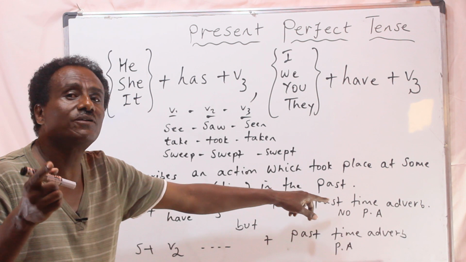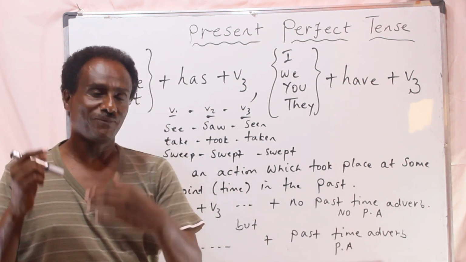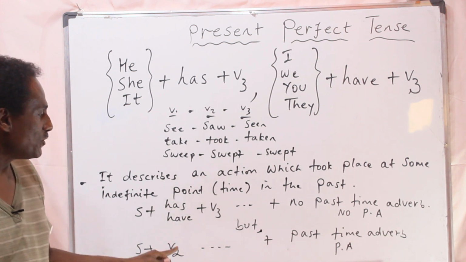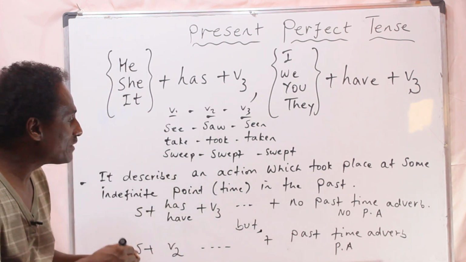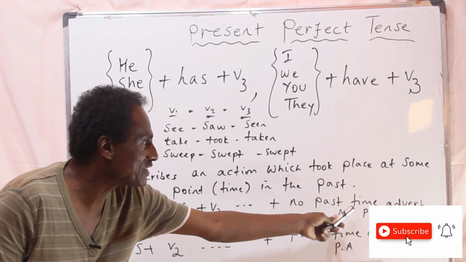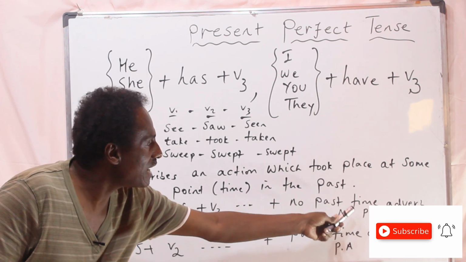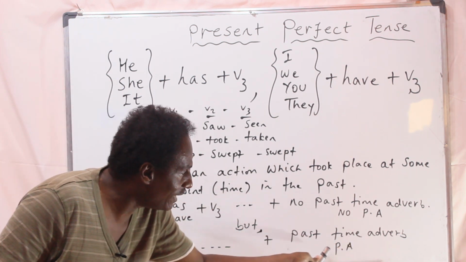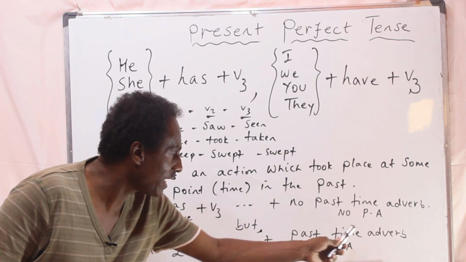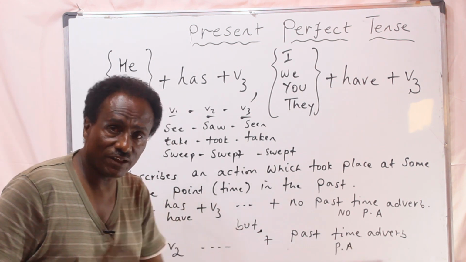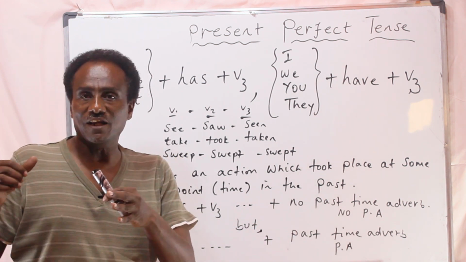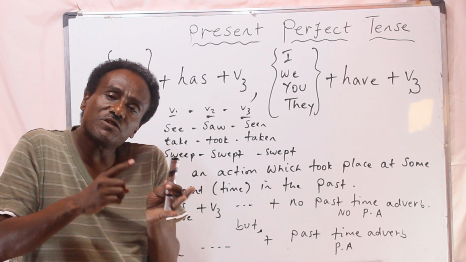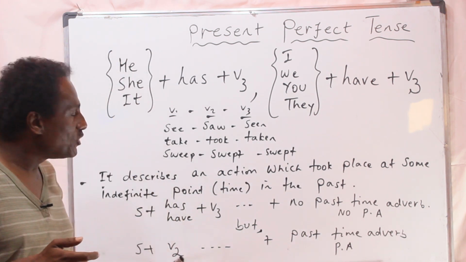Say it again, right: no past time adverb, present perfect. But subject plus verb 2 is possible and correct if it goes with a past time adverb. If there is no past time adverb, present perfect. If there is a past time adverb, simple past. Past time adverbs are words like yesterday, last week, last month, this year, this month, and the like.